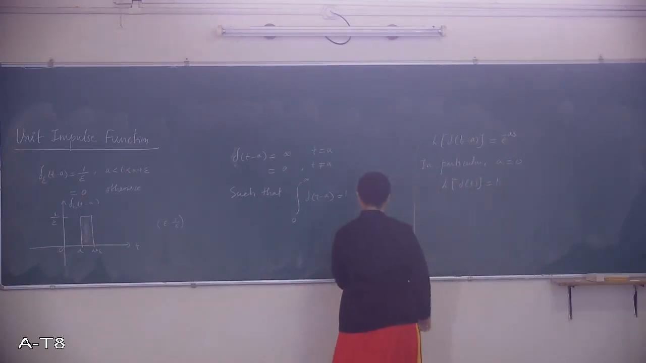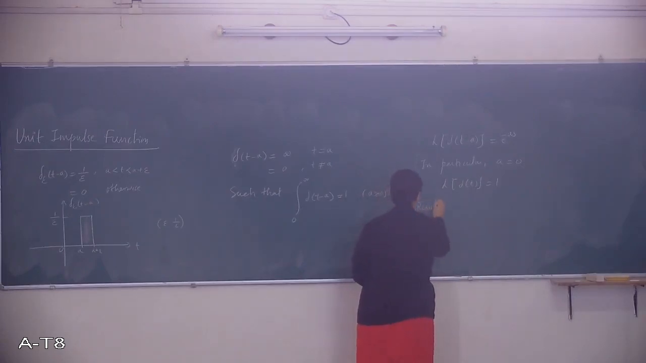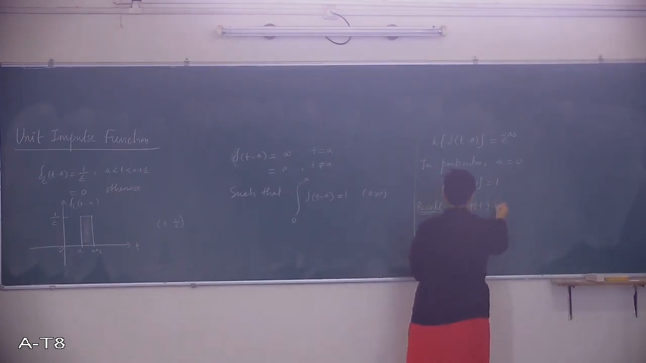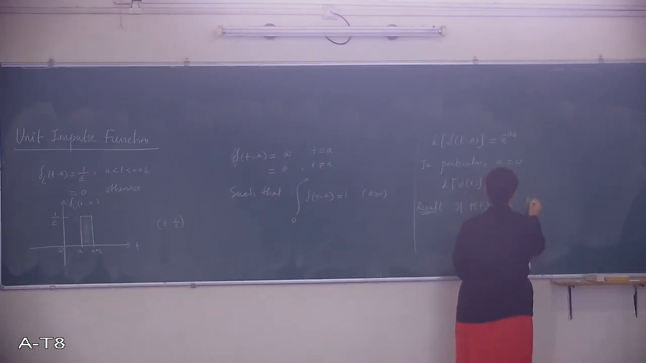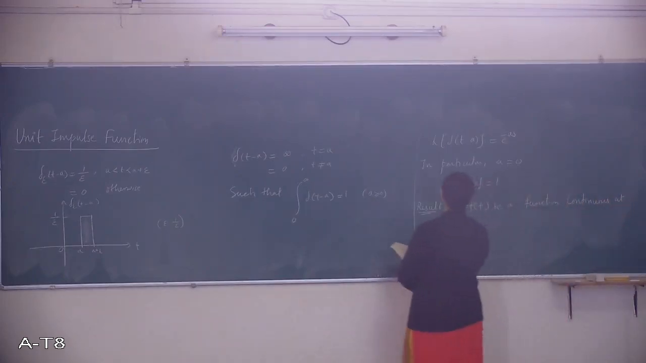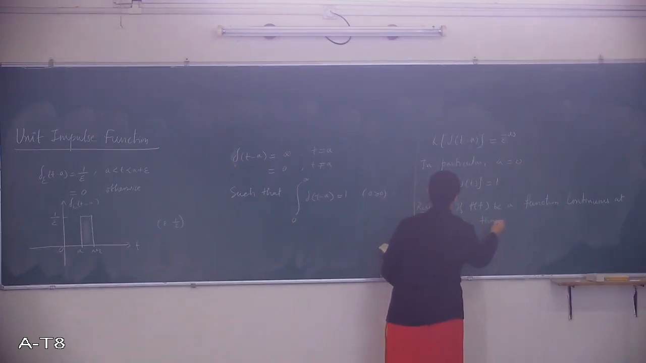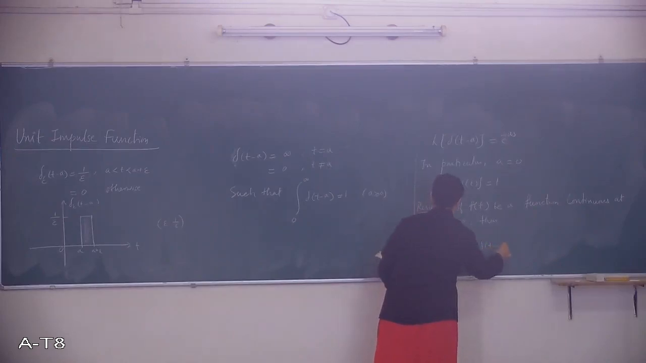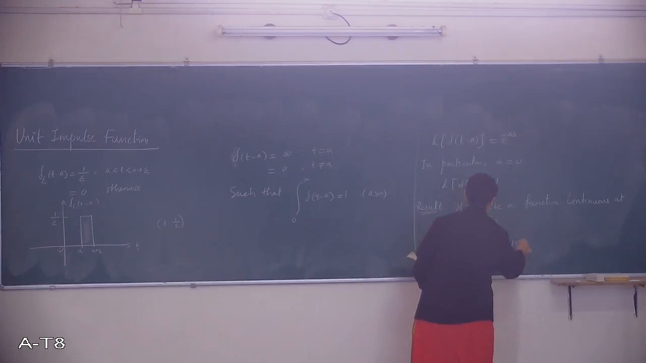Okay, there is one more result, that if f of t be a function continuous at t equals to a, then integration from 0 to infinity f of t into delta of t minus a with respect to dt is equals to f of a. Okay.